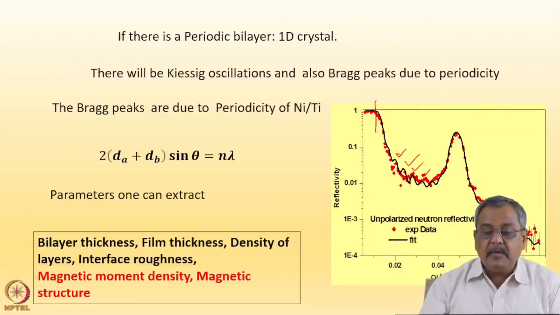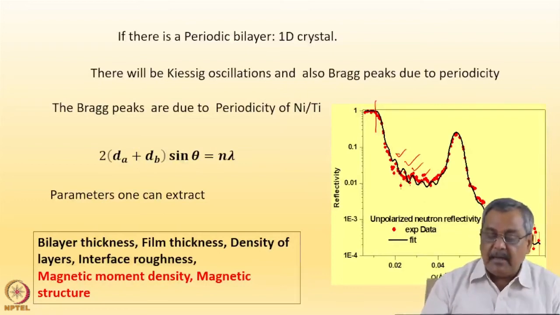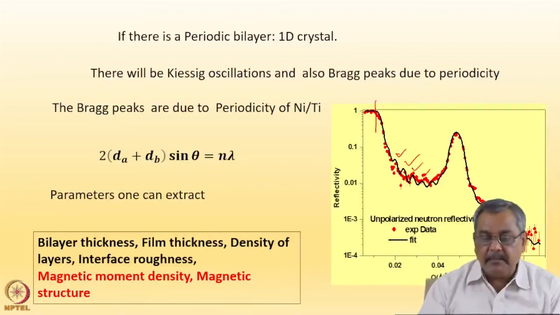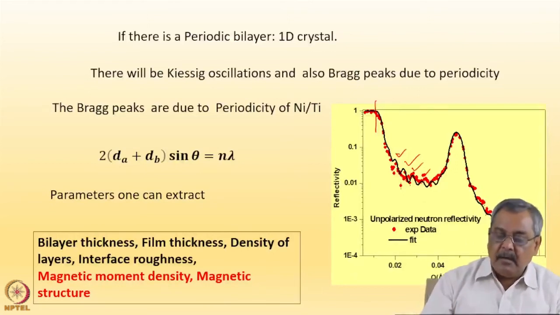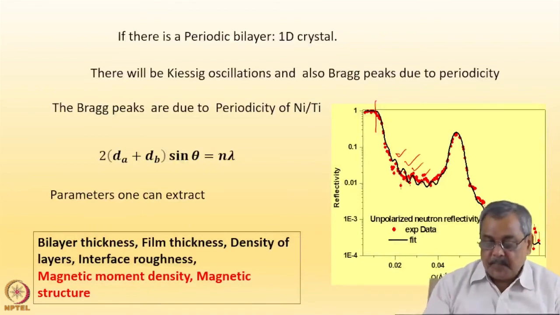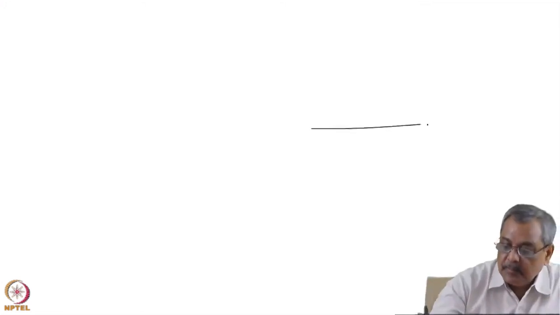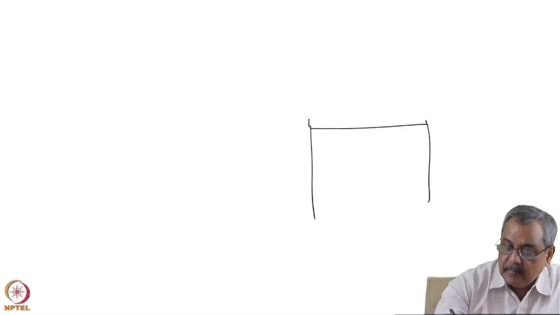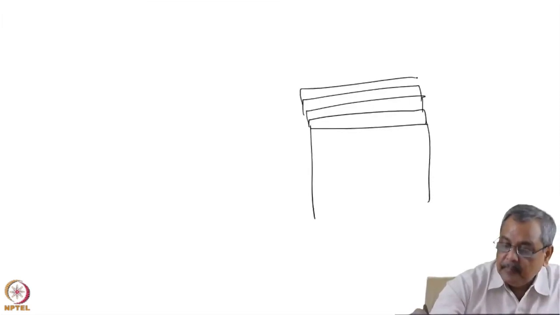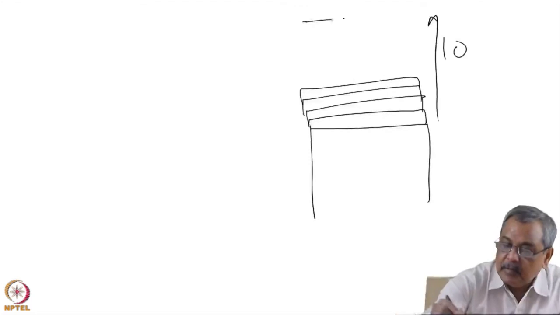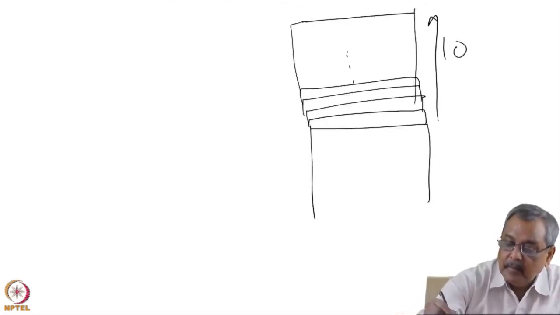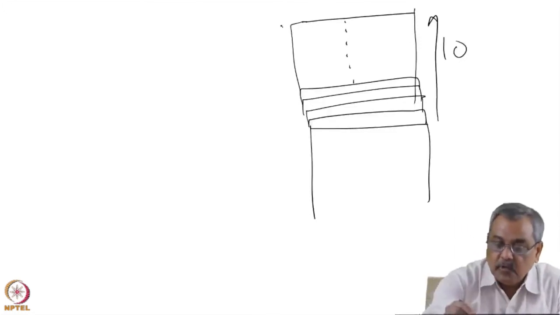So this is coming because this is a periodic bilayer crystal with 10 bilayers. That means I have deposited nickel and titanium in this case, nickel and titanium, one above another. And we have got 10 such bilayers. So the Kiessig oscillation is here due to the total thickness of the film. So there is nickel, titanium, nickel, titanium, and 10 such bilayers. So there is a total thickness of the film. So the Kiessig oscillation signifies the total thickness of the film.